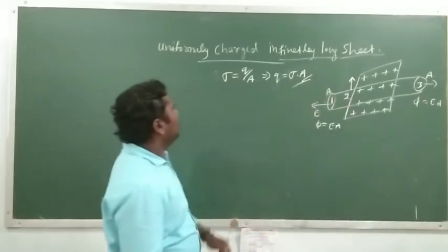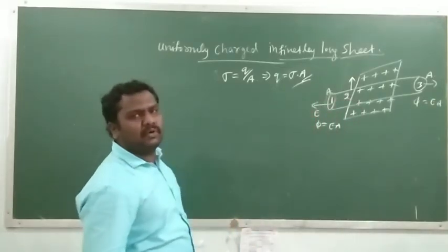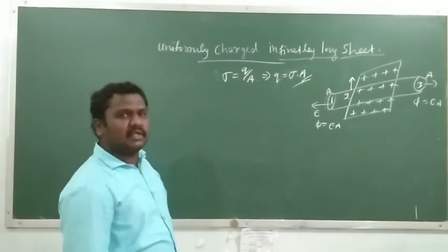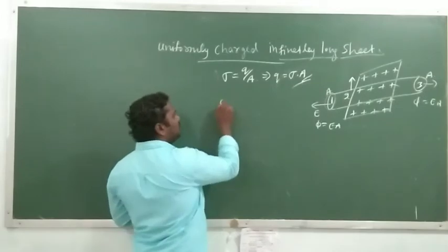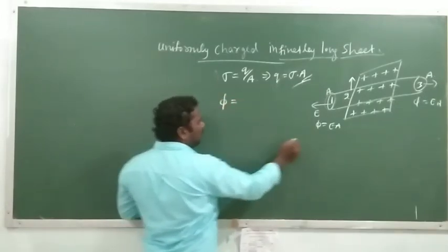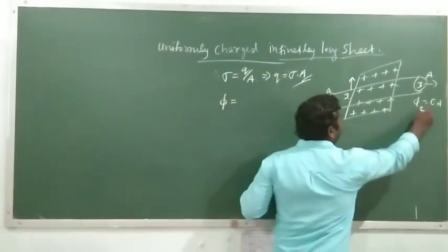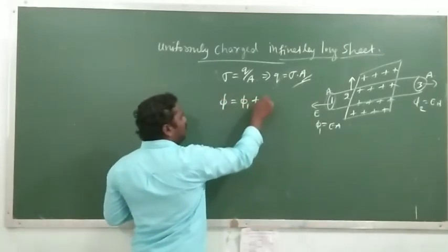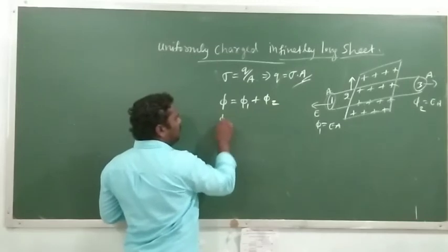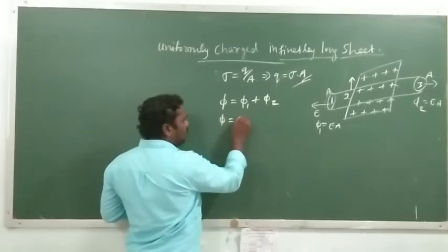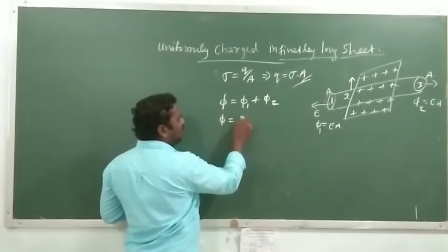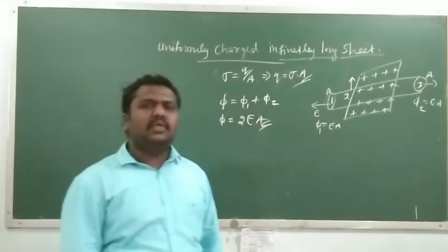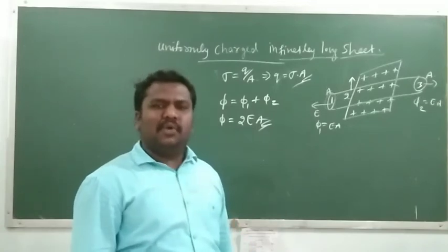After finding the charge, now we move on to the total flux associated with the Gaussian surface. The total flux phi is phi 1 plus phi 2. So phi is equal to E into A plus E into A. It becomes 2 EA. So we got the total flux.